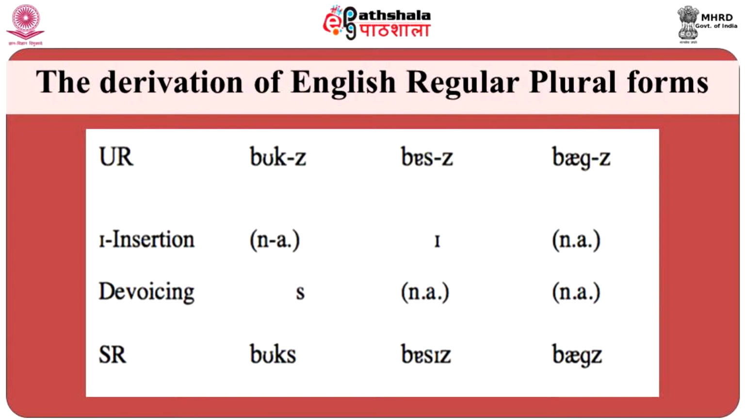Now let's take a look at the derivation of the plural allomorphs of the regular plural morpheme in English and see how the derivation takes place here. The plural allomorphs, as you are already familiar, are iz, z, and s. Z is the underlying form, and s and iz are the additional surface forms. Now, let's look at the derivations of the regular forms on the screen.